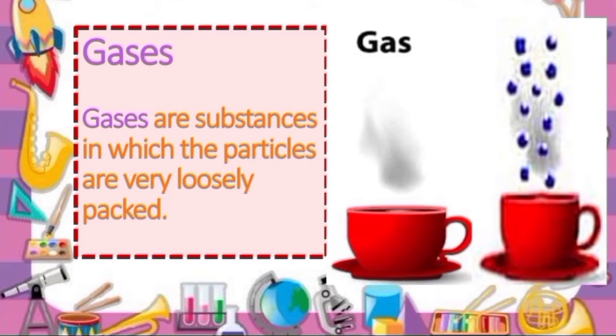In gases, particles are far apart from each other. The force of attraction between the particles is negligible and they can move freely. Gases have neither a fixed volume nor a fixed shape. The gaseous state has the highest compressibility as compared to solids and liquids. The rate of diffusion is higher than solids and liquids.